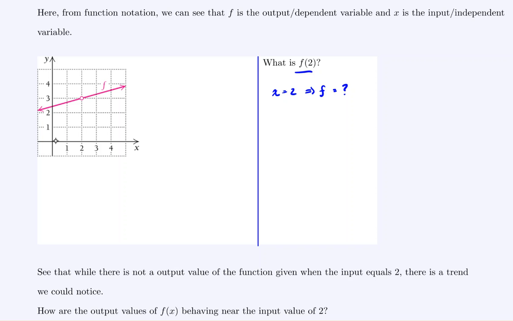So let's look. We go over to x value of 2, and we look up, and we see that although we'd normally expect there to be a value at height 3, there's an open circle, which means that there is no value here. That's the idea of a hole. So we would say the function value at 2 does not exist, or you could say that it's undefined.